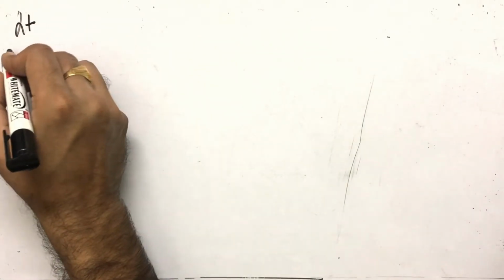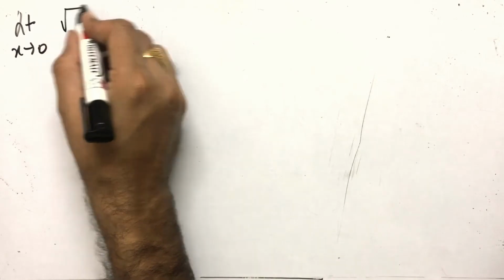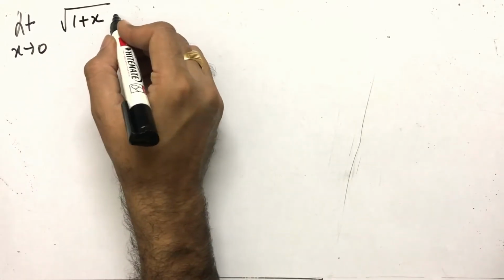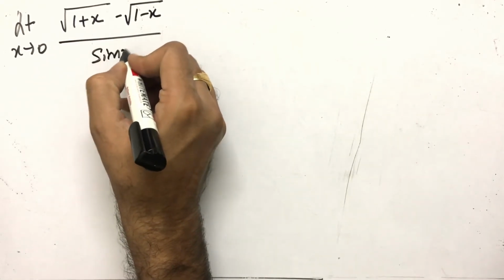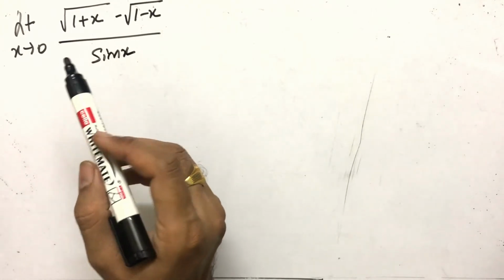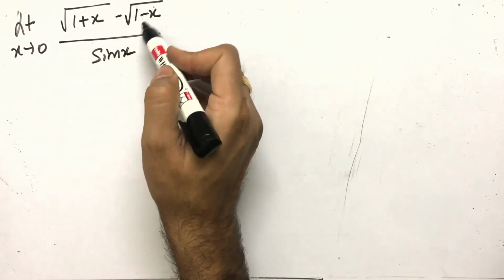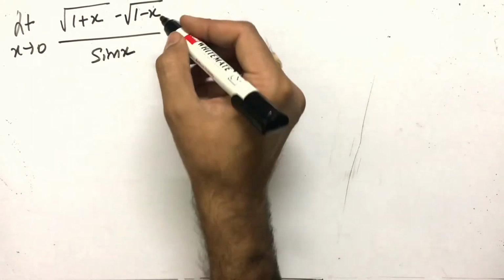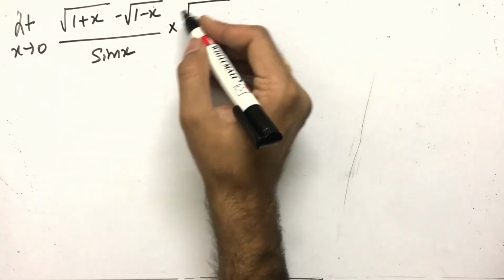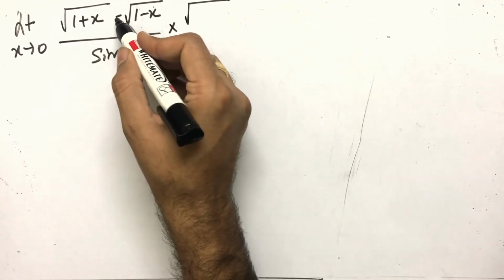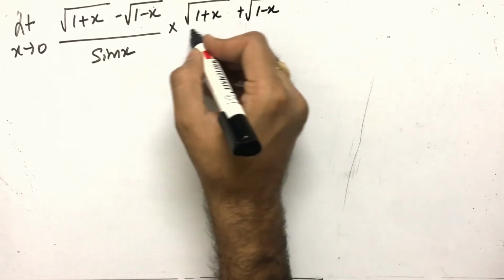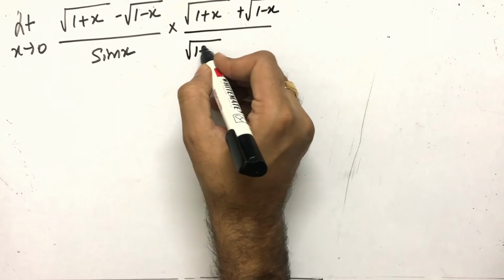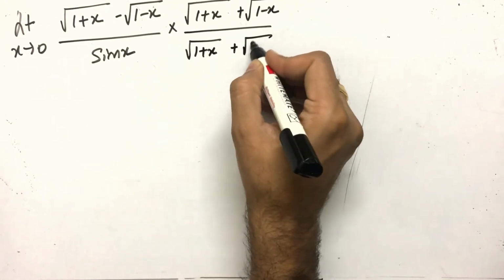Let us solve one more numerical. Limit x tends to 0 under the root 1 plus x minus 1 minus x upon sine of x. So as earlier, we know that we can easily remove this under root by rationalization. Let's do that. So with what we rationalize? With the same term but with opposite sign. 1 plus x plus 1 minus x divided by 1 plus x plus 1 minus x.